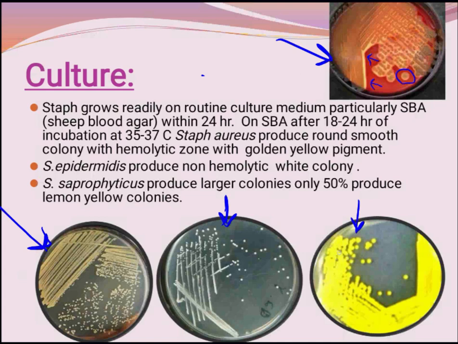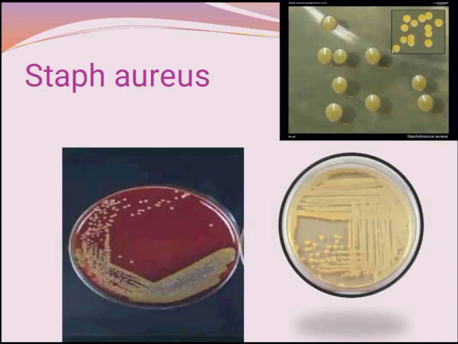So Staphylococcus saprophyticus gives us lemon yellow colonies. On the blood agar, they are non-hemolytic. Staphylococcus aureus on nutrient agar gives us these characteristic golden yellow colonies. Also, this is nutrient agar. On blood agar, it gives us beta hemolytic colonies. They are golden yellow and beta hemolytic on blood agar.